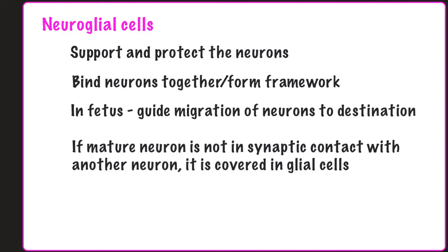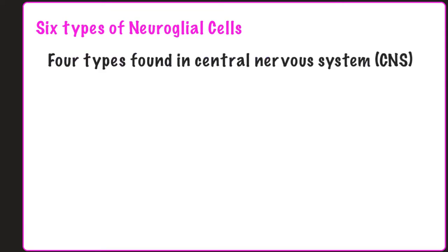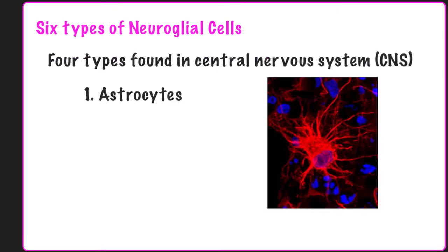There are actually 6 different types of neuroglial cells, some that are found in the central nervous system and some that are found in the peripheral nervous system. We're going to talk about each type, what they do, and where they're found. Out of the 6 different types of neuroglia cells, 4 of them are found in the central nervous system. We are going to talk about these 4 central nervous system neuroglial cells first. The first one we're going to talk about are astrocytes.